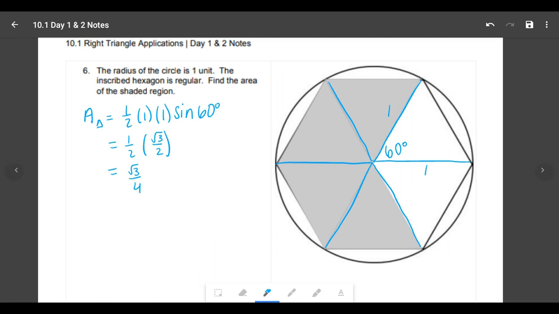Okay, well, looking at the shaded area now, I can simply notice that I have 4 of these triangles. So my area of the shaded region should be 4 times the square root of 3 over 4. And so this shaded area has an area of square root of 3 units.